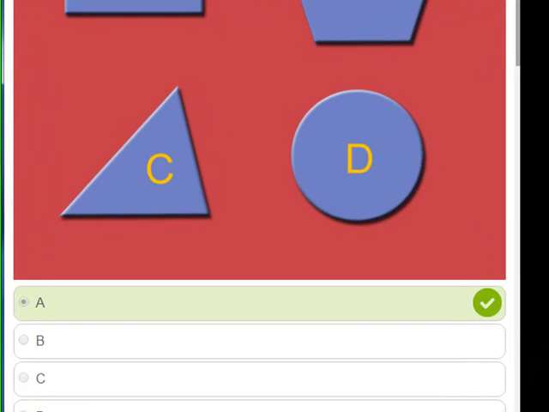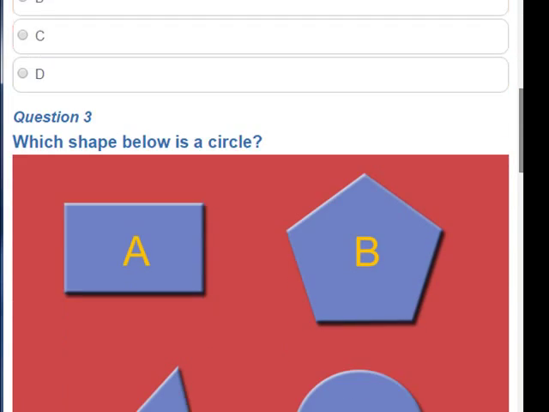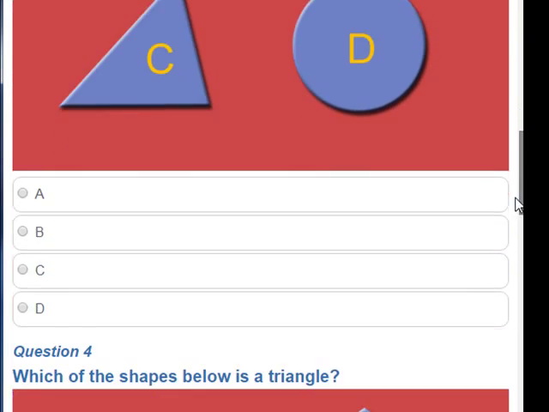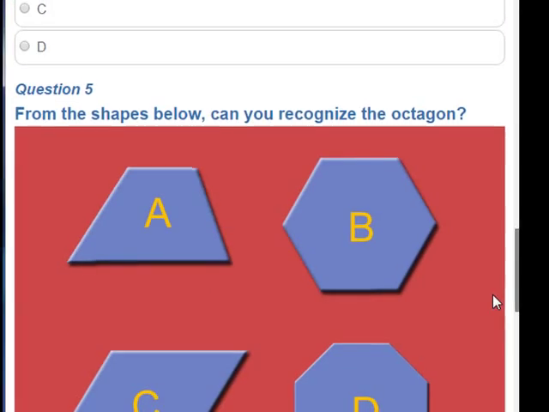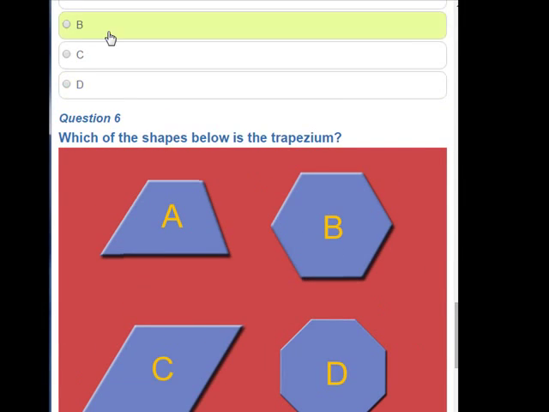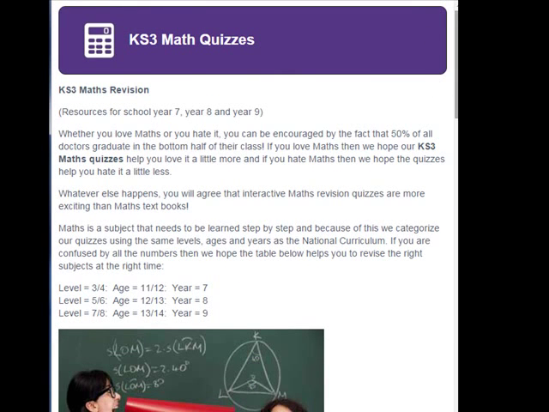So this quiz uses shapes in the question, and it's a good visual way for your kid to be able to practice and reinforce triangles, octagons. They can do that. Let's take a look at another quiz which also uses images in the question.